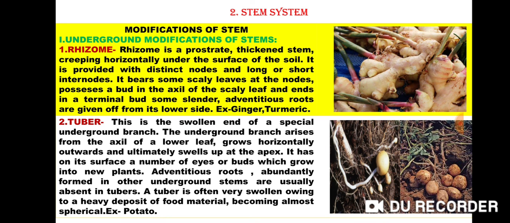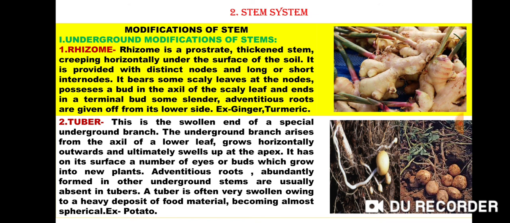Second one is tuber. This is the swollen end of a special underground branch. The underground branch arises from the axil of a lower leaf, grows horizontally outwards, and ultimately swells up at the apex. It has on its surface a number of eyes or buds which grow into new plants.